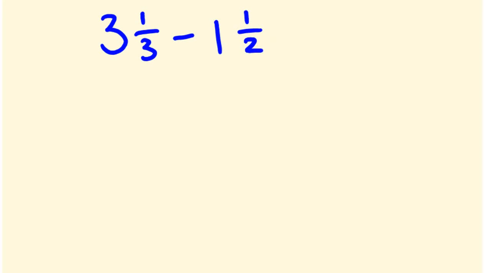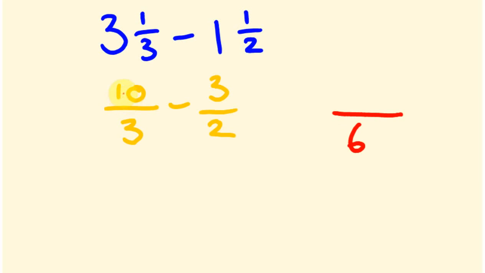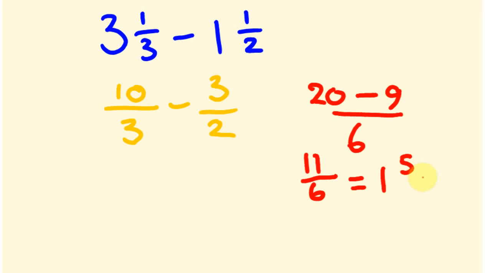All right, so let's do this. Change it first into improper fractions. 3 3s are 9 plus that is 10 over 3. Take away 3 over 2. And then we're going to go 2 3s are 6. 2 times 10 is 20. And 3 3s are 9, we're going to take these away. 20 take away 9 is 11 over 6. We could take this a step further because 11 divided by 6 is 1 with 5 left over. We put that 5 over this number here, the 6.